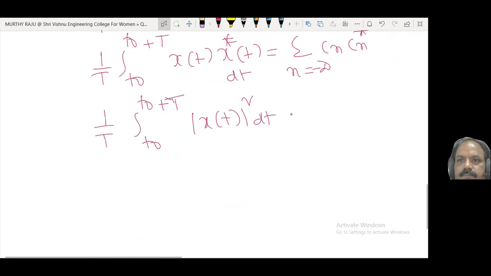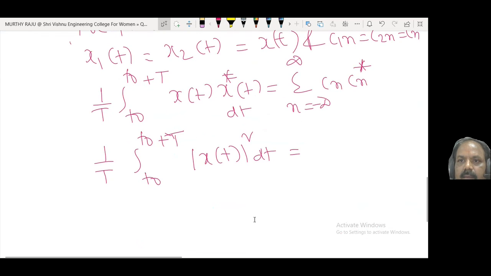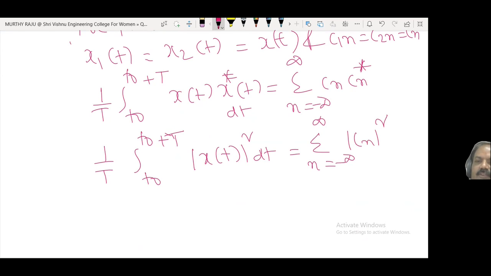is equal to sigma n equals minus infinity to plus infinity mod Cn whole square. This Parseval's identity of the Fourier series is completed.